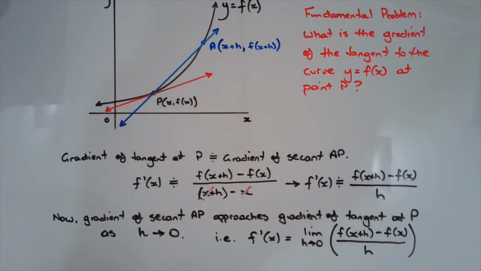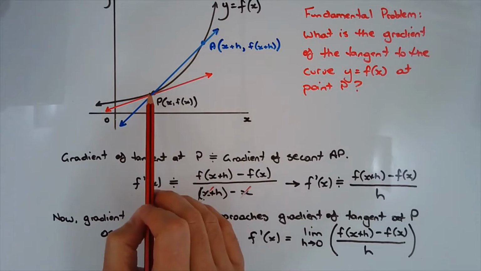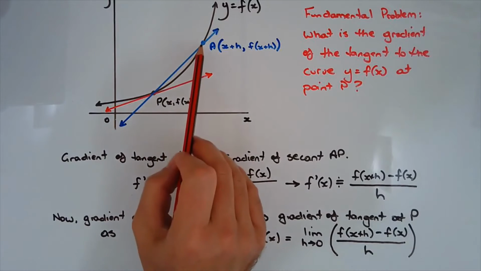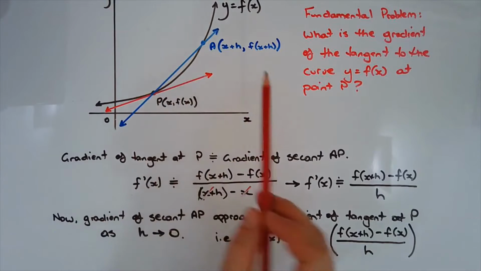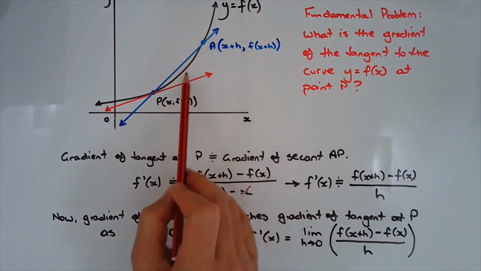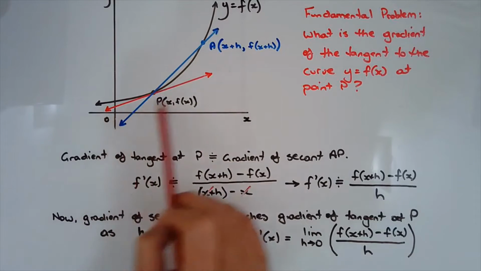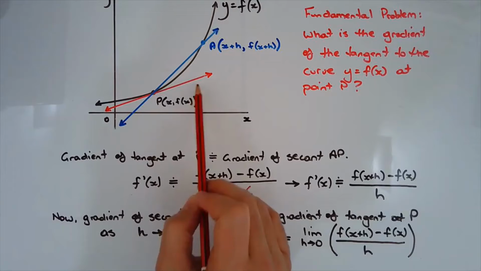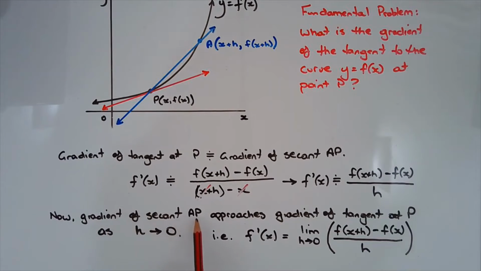Now, how do we make the estimate of the gradient of the tangent at point P more accurate? It's pretty clear that we need to move point A closer and closer to point P. So how do we achieve that? Remember that point A is h units away from point P, at least horizontally. So if we make h smaller, in other words, we're bringing point A closer and closer to point P, the gradient of the blue line begins to approach the gradient of the red line, the tangent. I've written this here: the gradient of secant AP approaches the gradient of the tangent at P as h approaches 0.